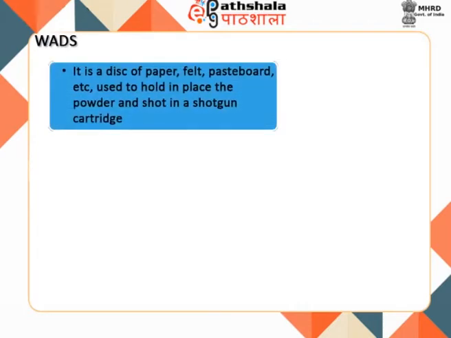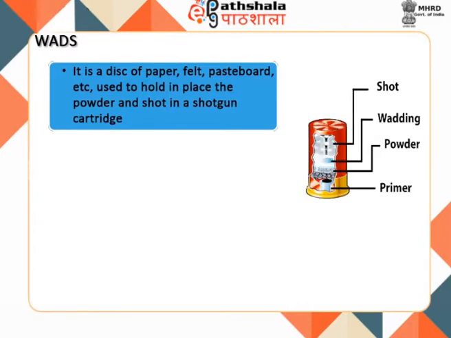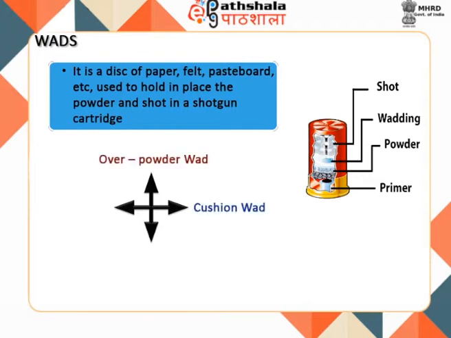Now let us discuss wads. A wad is a disc made by folding or rolling paper and is used to hold in place the powder and shots in a shotgun cartridge. These are of various types like overpowder wad, cushion wad, undershot wad, and overshot wad. They keep the charges in the cartridge in their proper places.